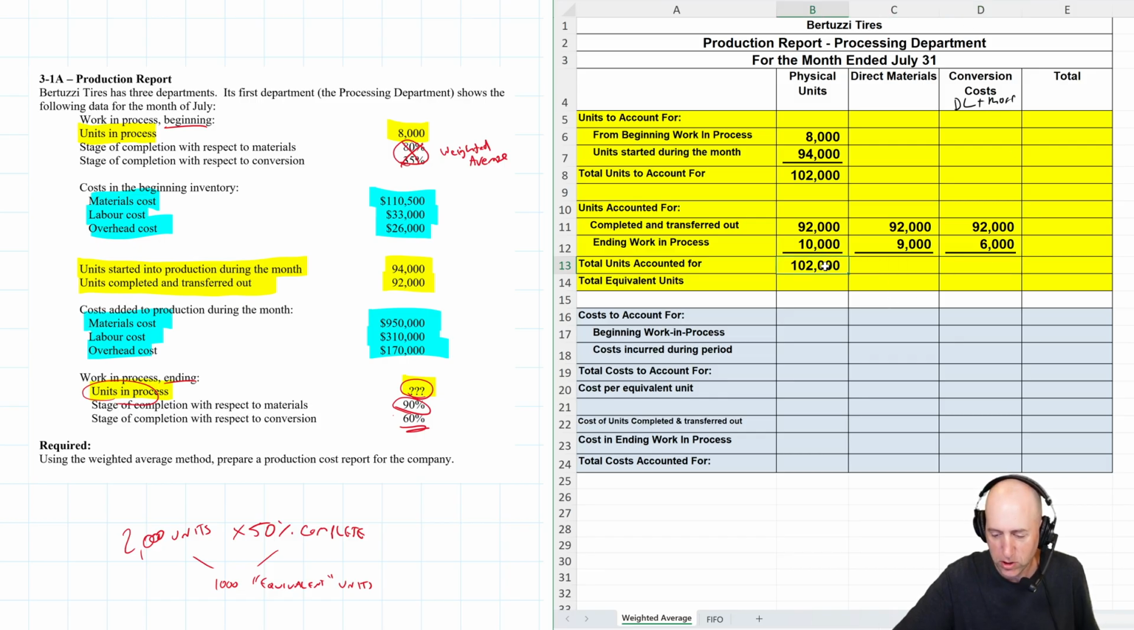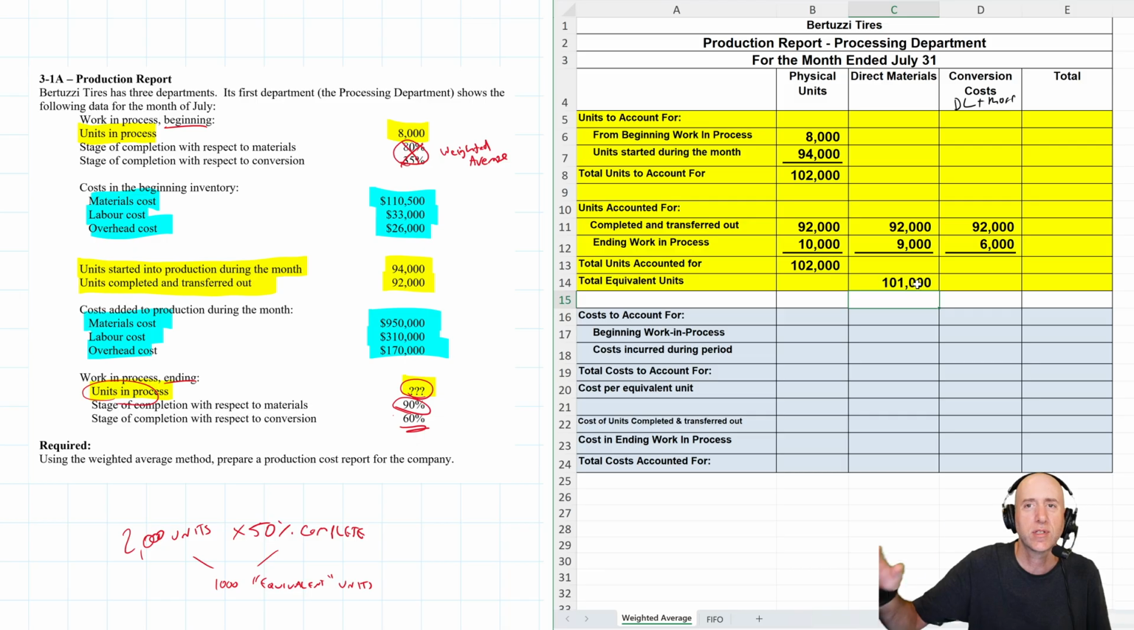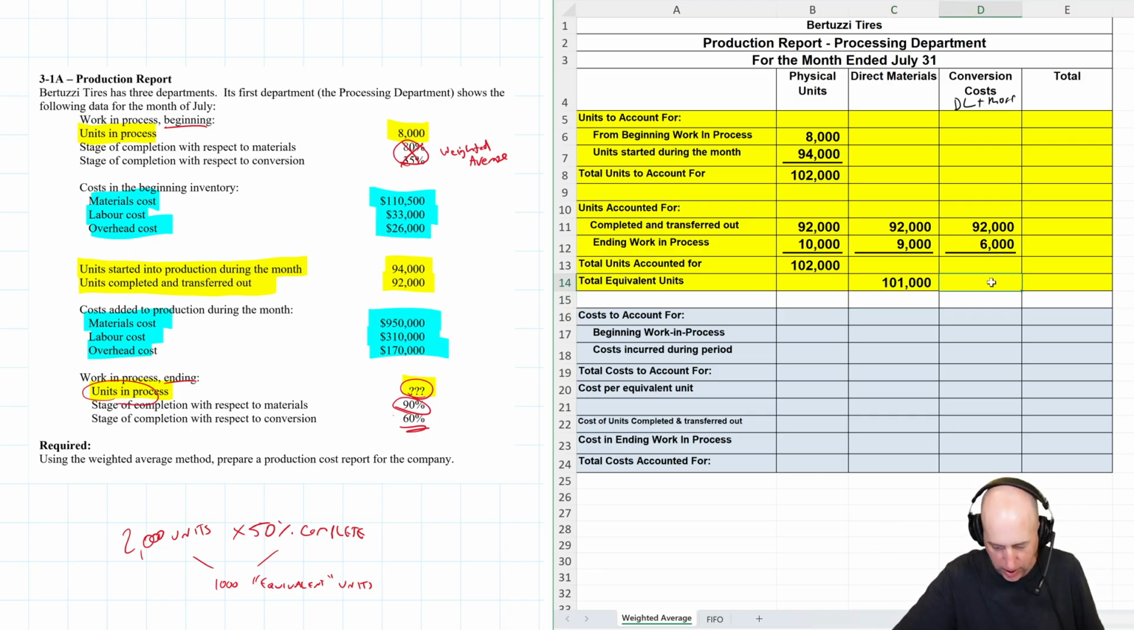My equivalent, so the total physical units are 102,000 units. For material, I've done 101,000 units worth of work. In other words, I've got to add some more work to those last couple thousand units. And for conversion, I've done 98,000 equivalent units of work. That's what we're saying here. This is a key number for our future calculations. And we're done the yellow section.